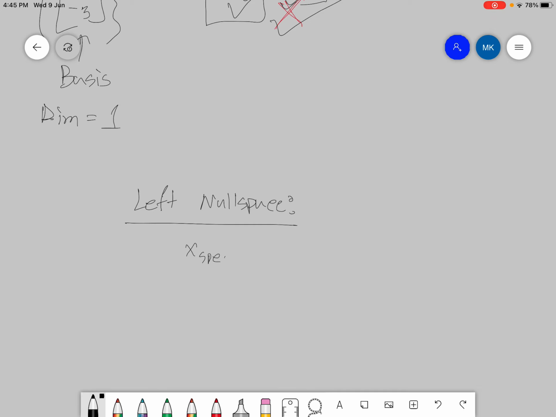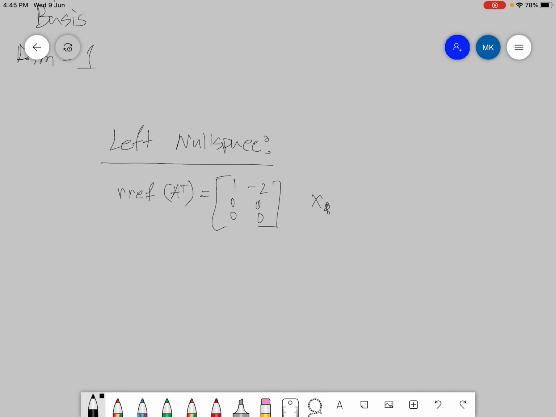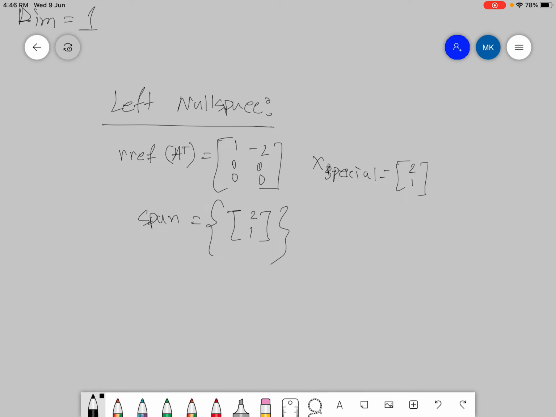x special. If I break it down, the row reduced echelon form of A transpose is basically 1 0 0 minus 2 0 0. So the special solution for this is 2 1. So the span of the left null space is basically all the linear combinations of 2 1. So this is the basis, and the dimension is 1.